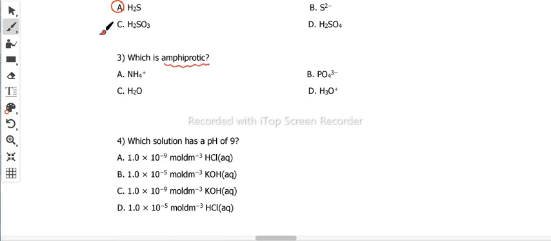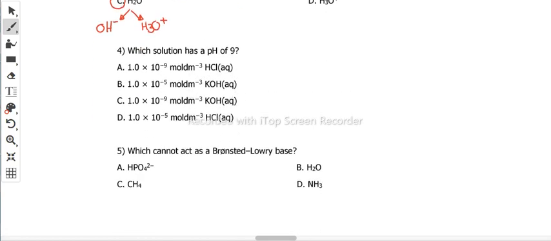Question 3: which species is amphiprotic? So we need to look at the species that can behave as both acid and base according to the Bronsted-Lowry definition. So it is a proton donor and a proton acceptor at the same time. If you look at the choices, you're going to find that the answer is water. Since if water behaves as an acid, this will form OH negative. And if it behaves as a base, it can accept a hydrogen and this will form hydronium ion.